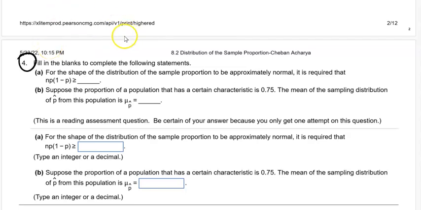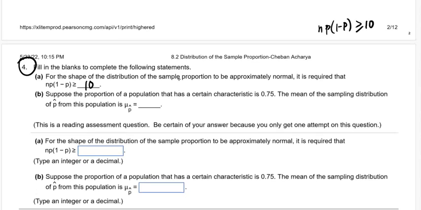Fill in the blank to complete the following statement. For the shape of the distribution of sample proportion to be approximately normal, it is required that np(1 minus p) is greater than or equal to 10. Notice that this is the criterion for the sampling distribution of sample proportion to be normal. There are 2 criteria, by the way. One criterion is np(1 minus p) greater than or equal to 10.